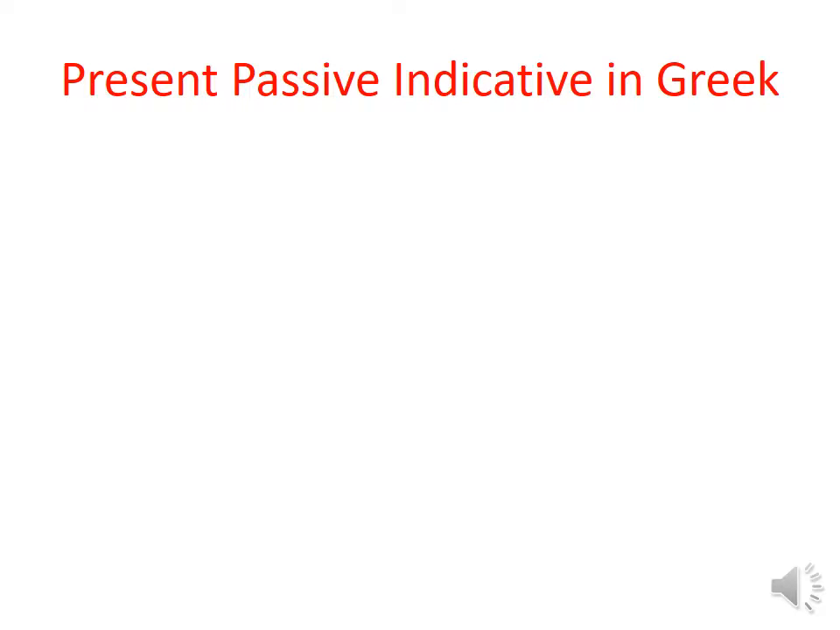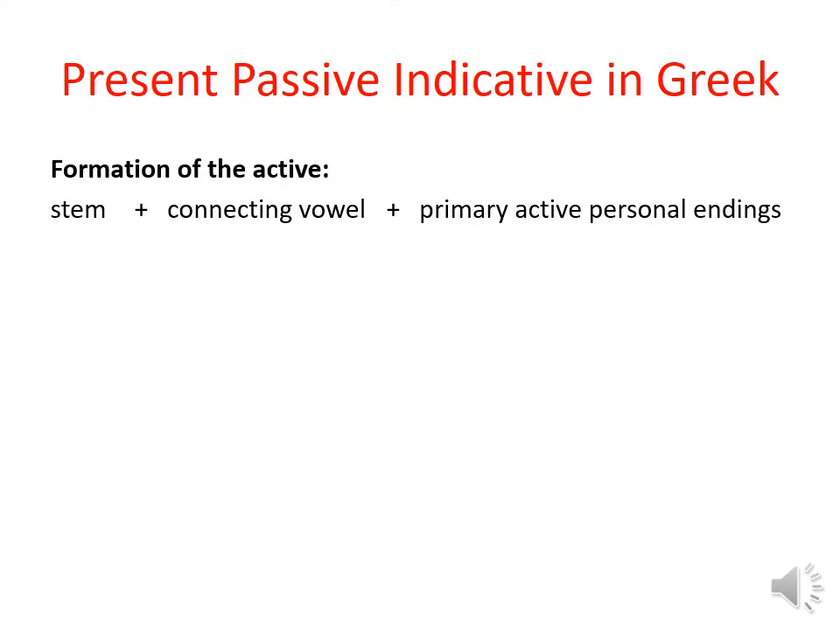So let's look at the present passive indicative in Greek. If you remember, to form the active, we basically have 3 parts of the verb: the stem, a connecting vowel, and primary active personal endings. I prefer to think of the second 2 going together as a unit, but technically there are 3 parts. So lu, men, we loose.